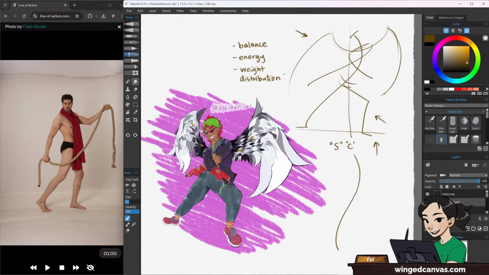You'll notice that the wider you stand, the further apart your legs are, the lower you have to go on your legs. Your legs have to be bent in order to have that weight distribution. So finding that center line from the top to the bottom and figuring out where most of the weight is is also really important to consider for your gesture.